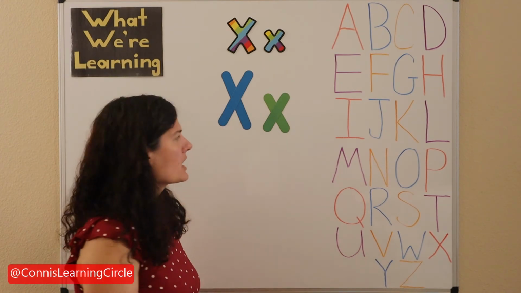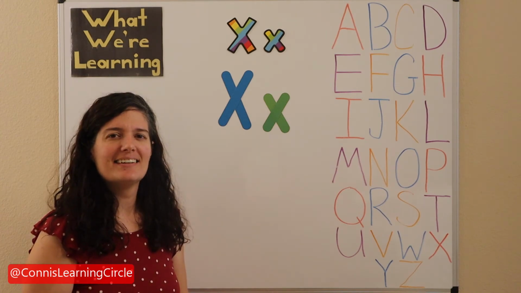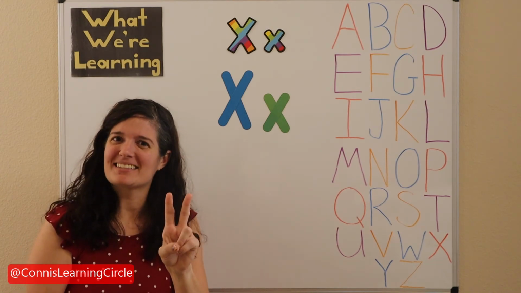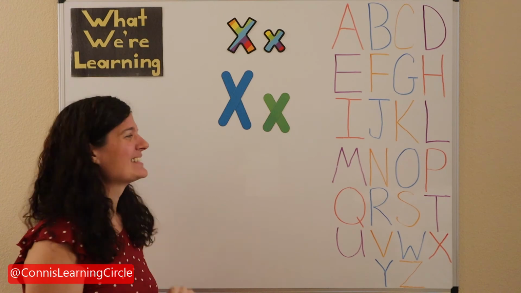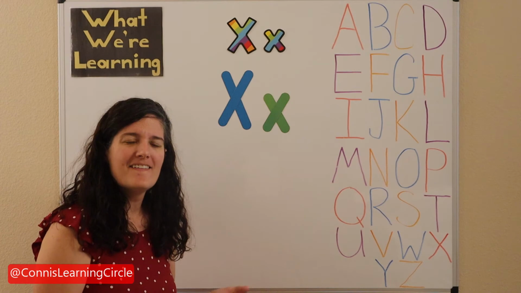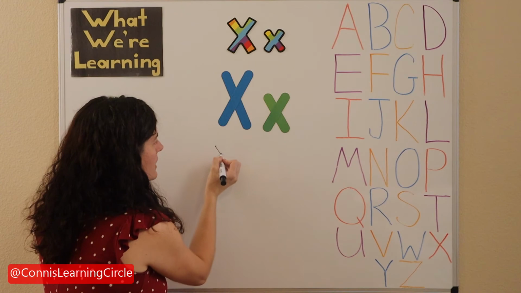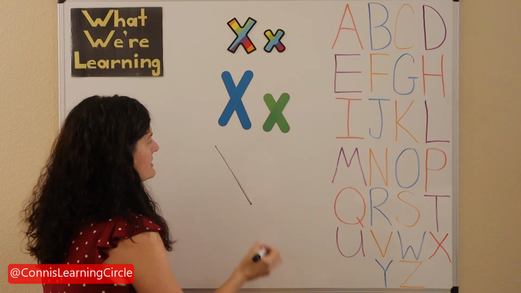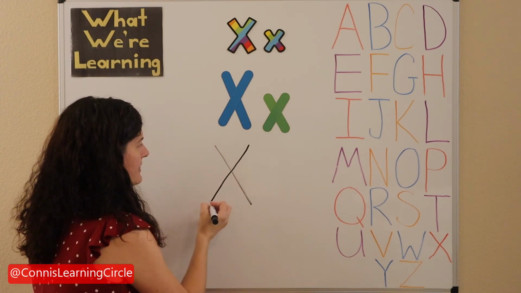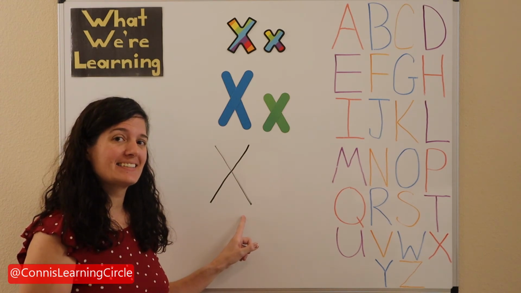Now, our uppercase letter x has how many lines? Very good. It has two lines. Now, when I write a letter, where do I start it? That's right, always at the top. We have one big long line all the way down like this, and then another big long line all the way down just like that. Our uppercase letter X.